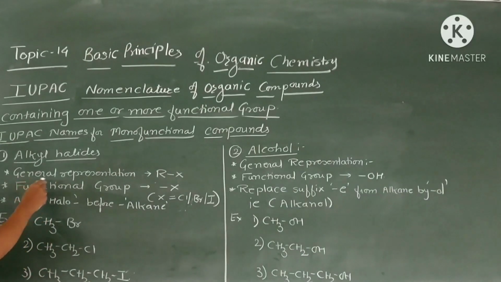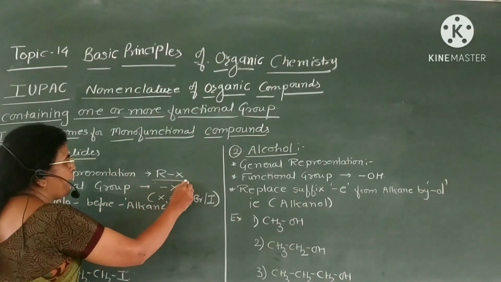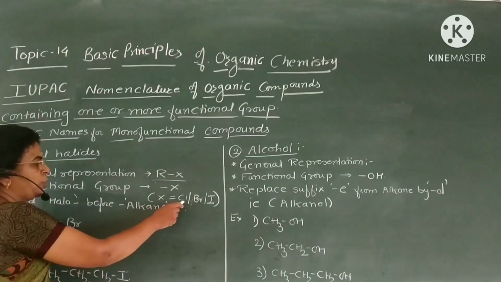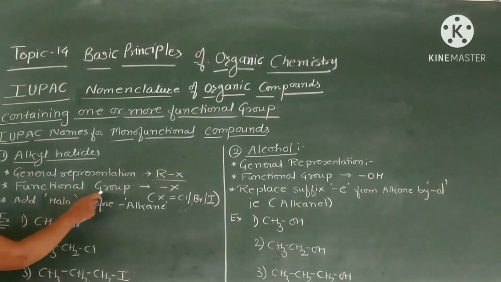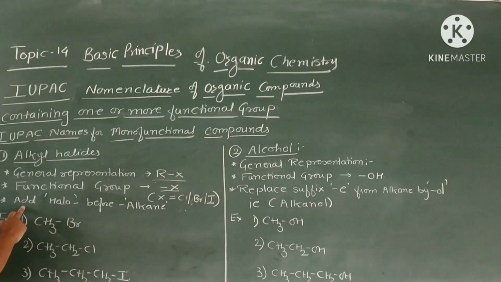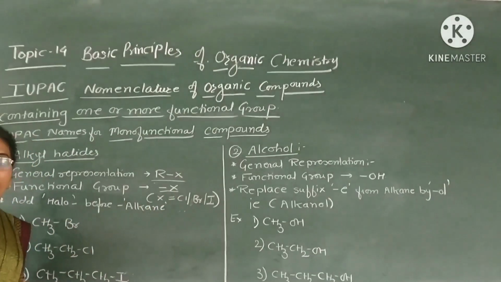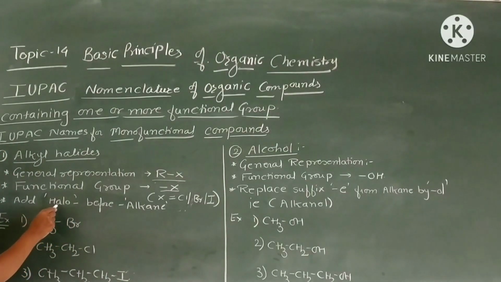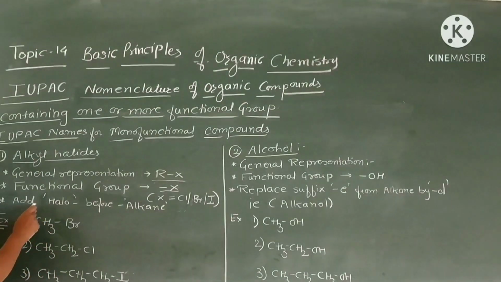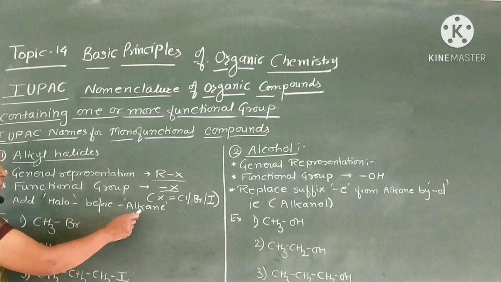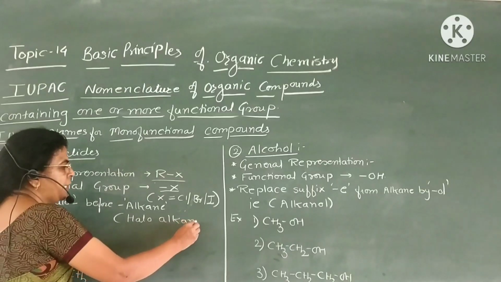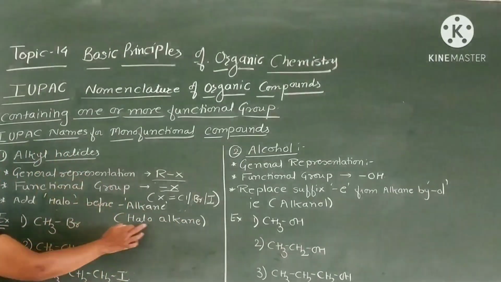The general representation of this alkyl halide is RX. That is, this alkyl group is directly attached to the halogen atom, either chlorine, bromine or iodine. The functional group of this alkyl halide is X. Now when we give the name for this compound, add prefix halo. Prefix means starting. Add prefix halo before alkane. Now it becomes haloalkanes. That is, the IUPAC name of alkyl halides becomes haloalkanes.